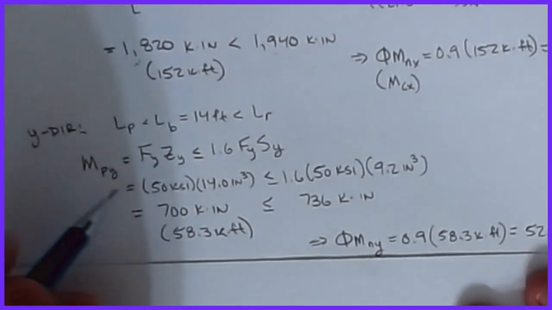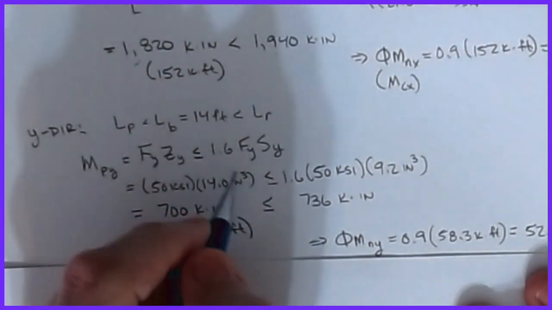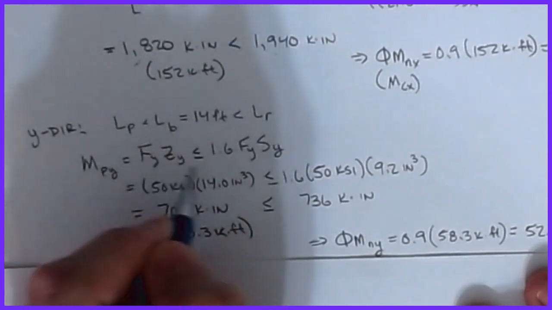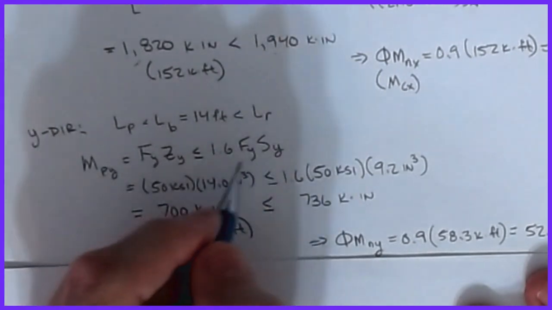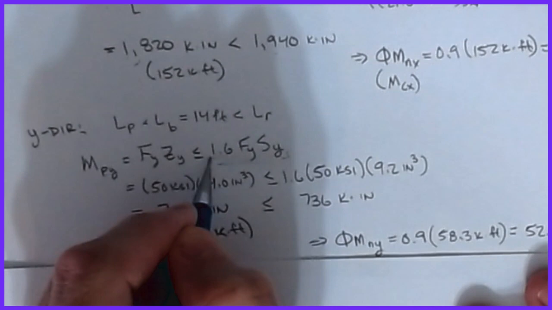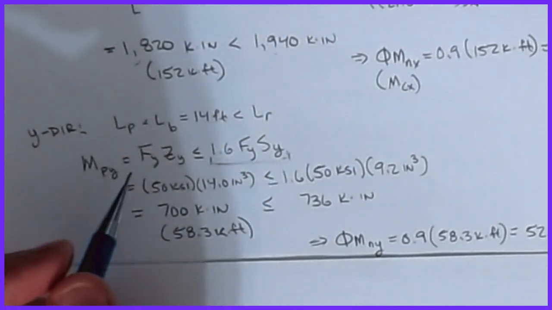There is one little change: the plastic moment in the weak direction of this, instead of just being Fy times Zy, you're doing 1.6 times Sy times Fy. So this formula is a little bit different. You may not have seen it before, all right? But for the weak direction of doubly symmetric sections, that's a modification AISC makes you make.